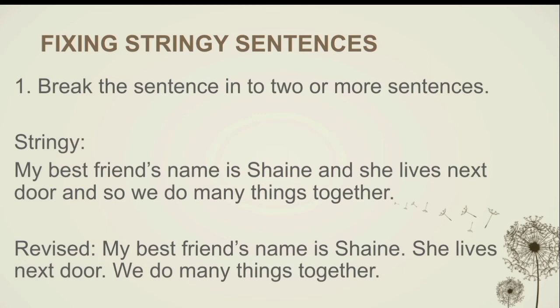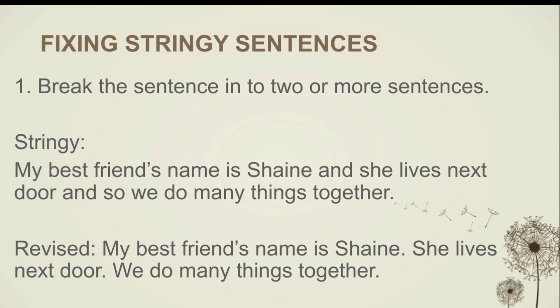Okay, let's proceed to the example. "My best friend's name is Shane and she lives next door, and so we do many things together." Okay, so as we can see on the example, overuse ng conjunction, di ba? Meron siyang isang "and" at dalawa. Merong pang "so" doon sa sentence, which is ang dami niyang nagamit na conjunction. Okay, so paano natin to aayusin?